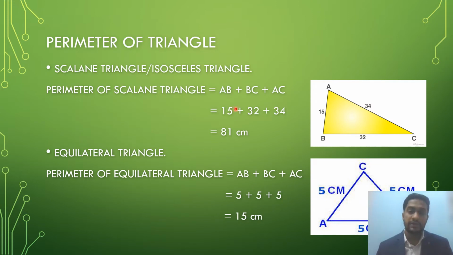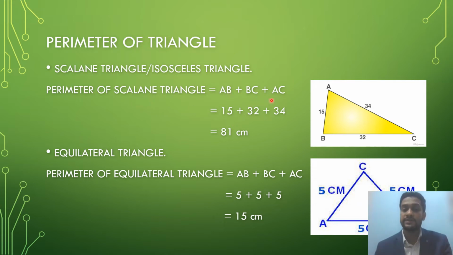Okay, so now some formulas, how to find the perimeter. If a scalene triangle is given, where all the sides are different, you simply have to do the sum of all sides. Here I'm showing you a scalene triangle whose sides are 15, 32 and 34. You have to simply add the sum of all sides.